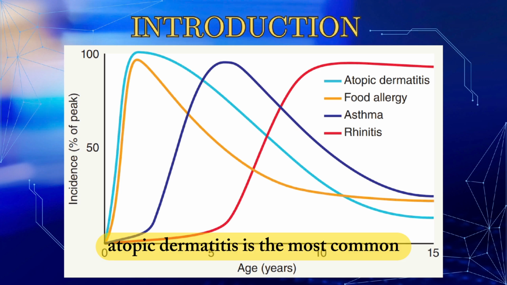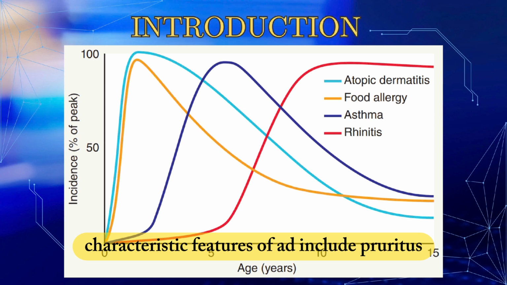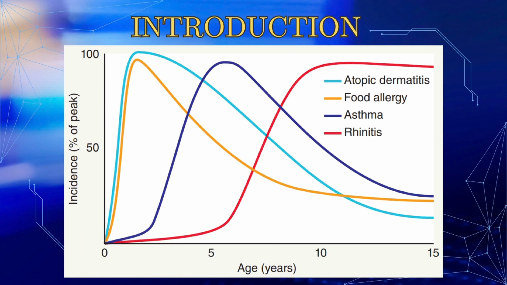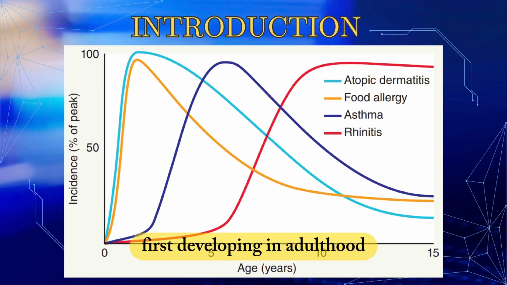Atopic dermatitis is the most common chronic inflammatory skin disease, and its increasing prevalence presents a major public health problem worldwide. Characteristic features of AD include pruritus and a chronic or chronically relapsing course, usually beginning during infancy (early onset), but occasionally first developing in adulthood (late onset).